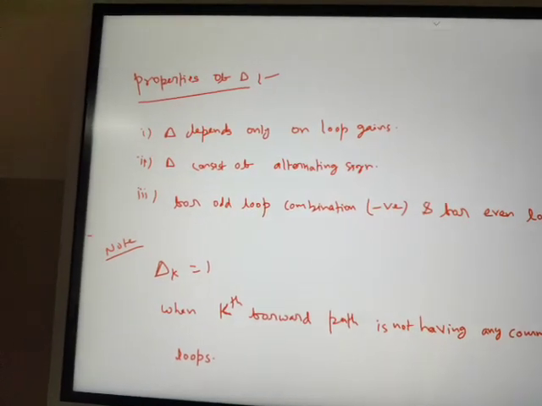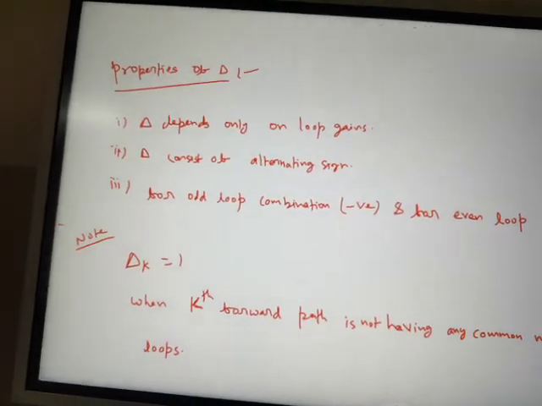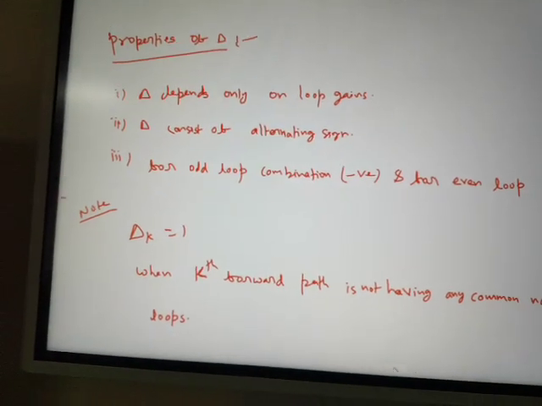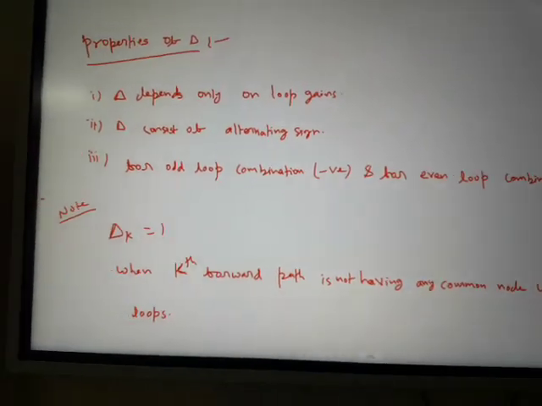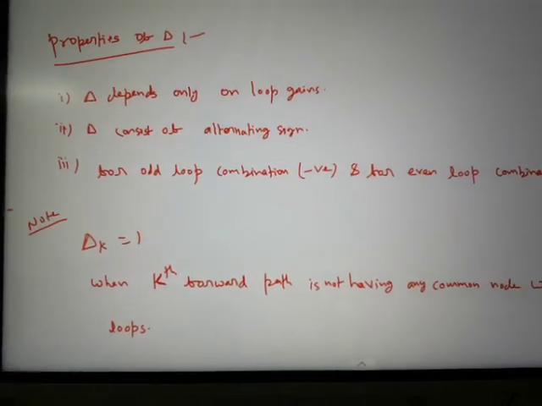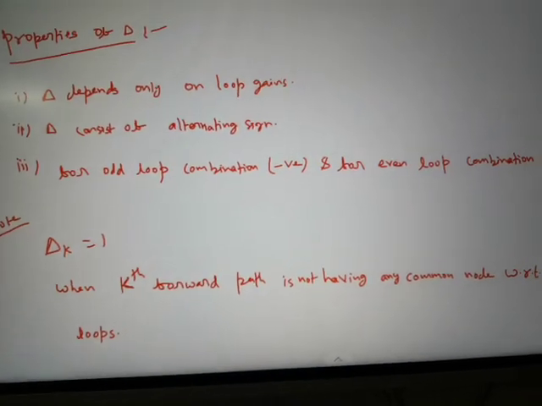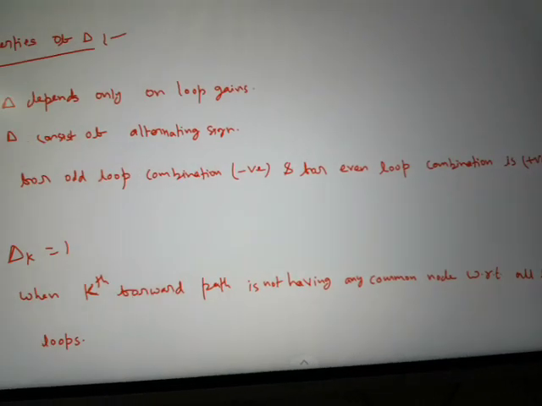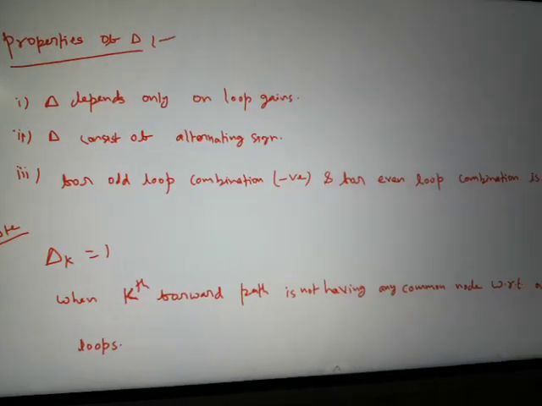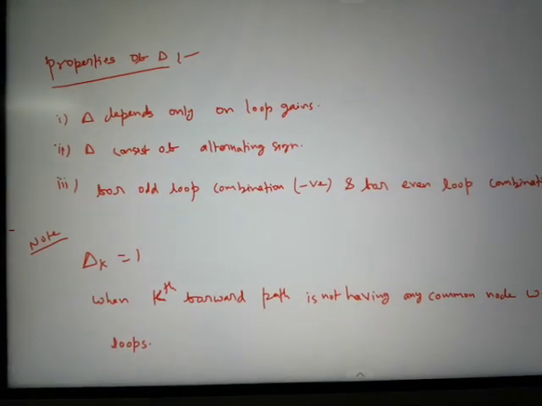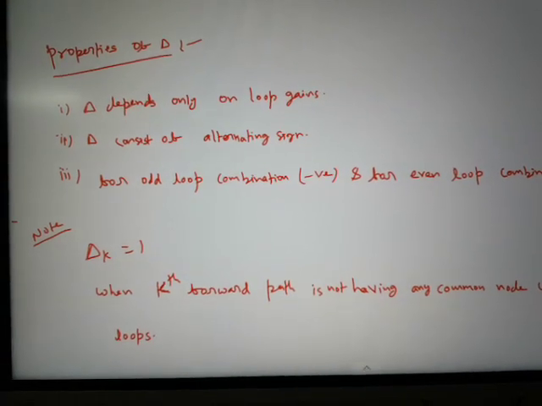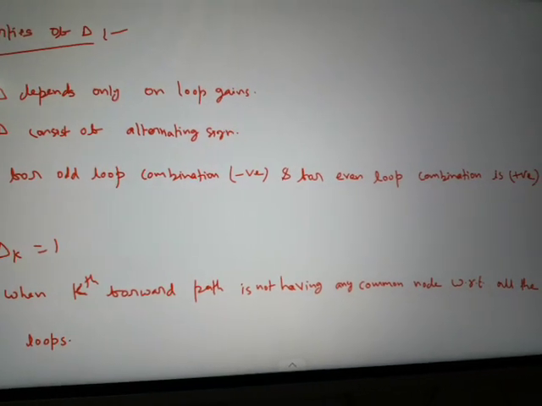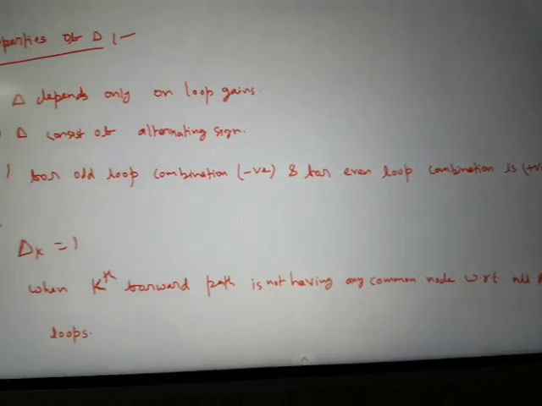So delta depends only on loop gain. Delta consists of alternating signs. We have already seen that delta consists of alternating signs: for odd loop combinations it is negative, and for even loop combinations it is positive. Okay, so these are the properties of delta. Delta depends only on loop gain. Delta consists of alternating signs. For odd loop combinations negative, and for even loop combinations positive.